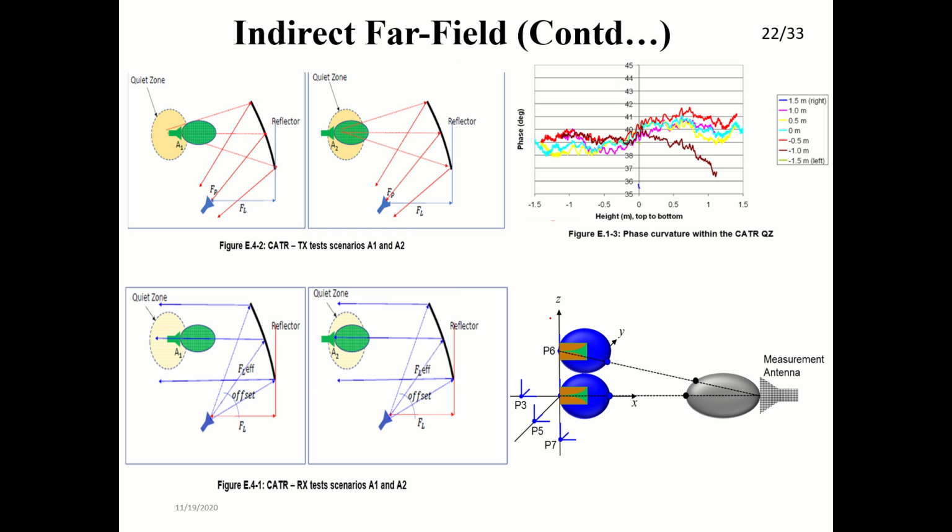Next, this is the indirect far field. I just want to mention that you can keep your device here. This is scenario 1, or you can keep your test antenna here. You can keep your device anywhere in this quiet zone, at the center or at the edge of the quiet zone. So these are the two scenarios being followed. Here your device is radiating, and it is getting focused at the focal point, which is the horn antenna here. And this is another scenario, the RX test cases. For example, in the RX test scenario, your horn antenna will radiate and the device will receive. That is how it behaves at the receiver end, scenario 1 and scenario 2.